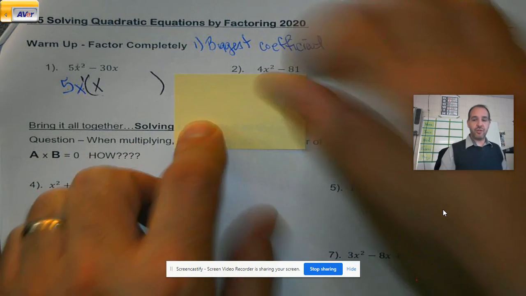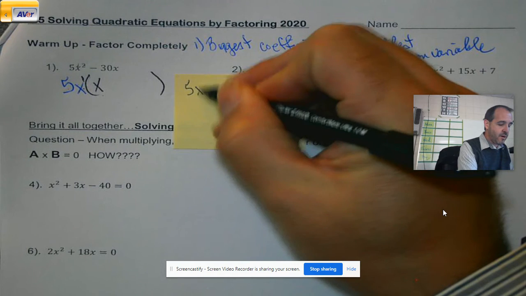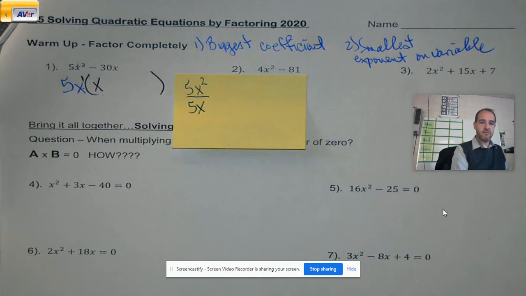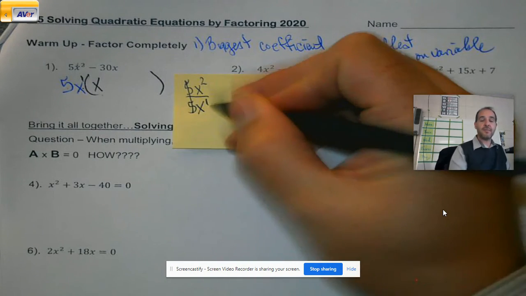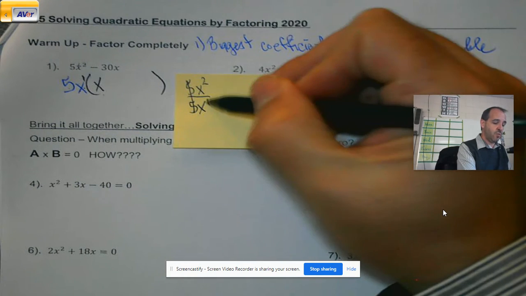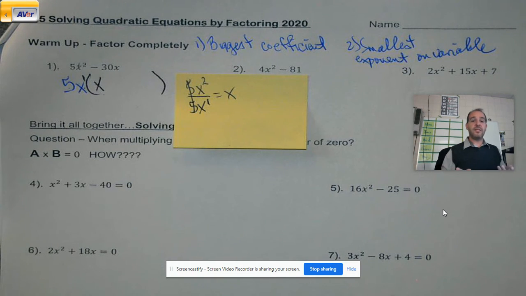The other option you would have is to say, okay, so I've got 5x squared I'm trying to get to, and I've already got 5x. Well, 5 divided by 5 cancels, and with our exponent rules, we subtract the exponents. 2 minus 1 is 1, and I just get x, and that's what I would get here. It's totally up to you.